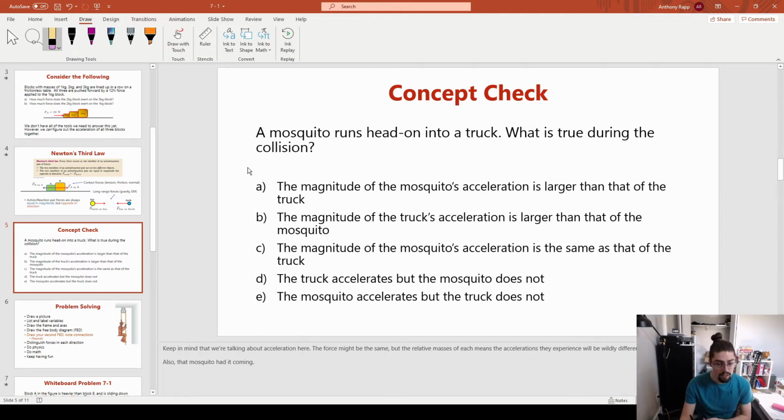The difference here, though, is that a mosquito has a mass of micrograms? I honestly don't even know. Mosquitoes are very tiny, though, right? Compared to a truck, which I'm going to guess is somewhere around 2,000 kilograms. That sheer difference in mass, many orders of magnitude of difference, means that the same force will be felt very differently. The magnitude of the mosquito's acceleration is going to be significantly larger than the acceleration of the truck, even though the force felt by each is exactly the same. Does that make sense, or do we have any questions on that one?